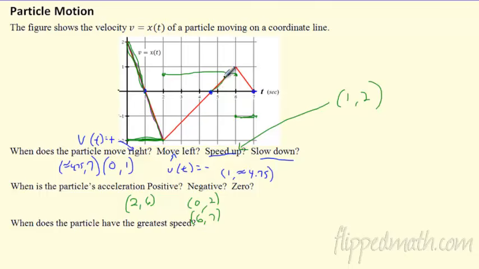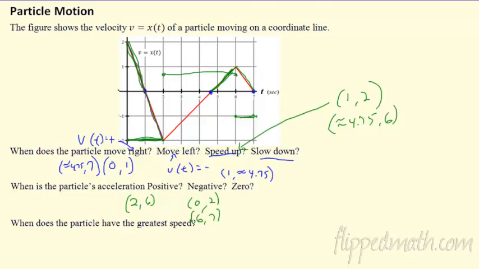Uh-oh, check this out. What's going on from here to here? Again, I'm speeding up from that, what do we say that was, 4.75 roughly, to 6, because I'm getting more positive right there. And then I'm slowing down from here to here. I'm getting less of a velocity. So you can think of it like that.